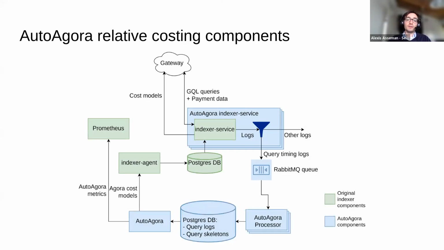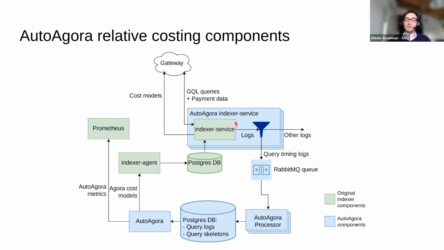Okay, so first of all, here's a diagram. It looks a little bit scary, but it's not too bad. That's a diagram of part of the indexer stack and the AutoAgora components that you have to plug onto your indexer stack for it to work. So we still got our gateway, etc.